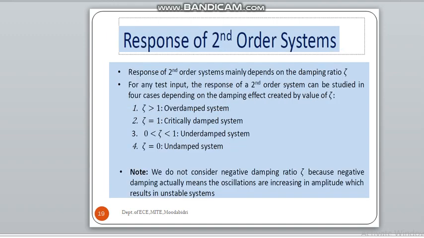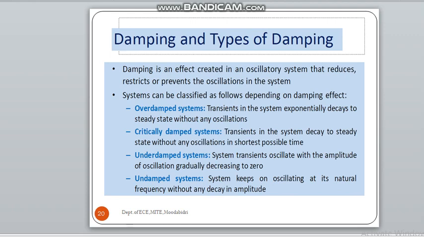When zeta is between 0 and 1, it is called an underdamped system. That is, the system transients oscillate with the amplitude of oscillation gradually decreasing to 0. And the undamped system is when zeta is equal to 0. That means the system keeps on oscillating at its natural frequency without any decay in amplitude. So here the transient response won't change, it won't decrease, it keeps on oscillating.